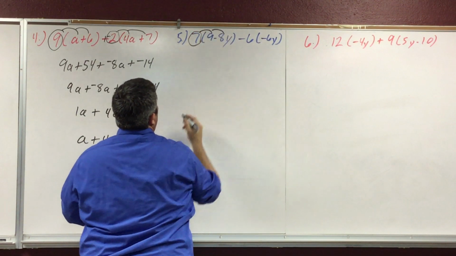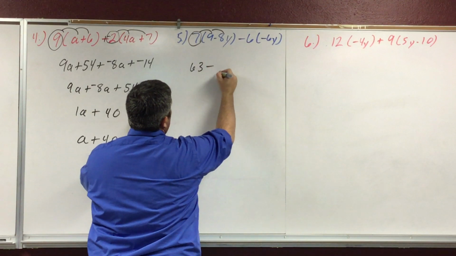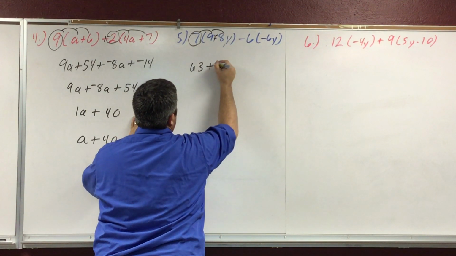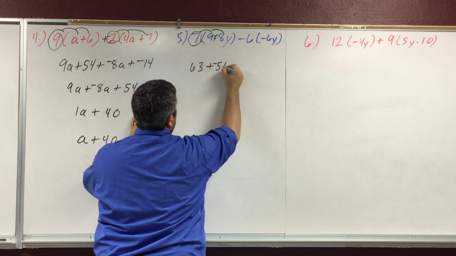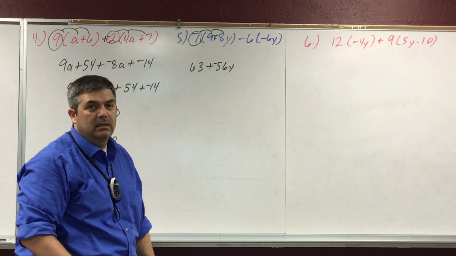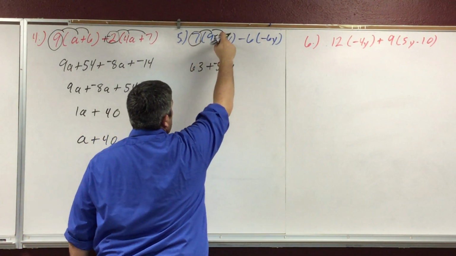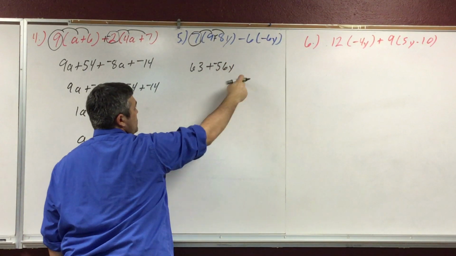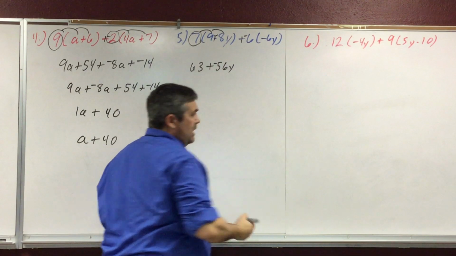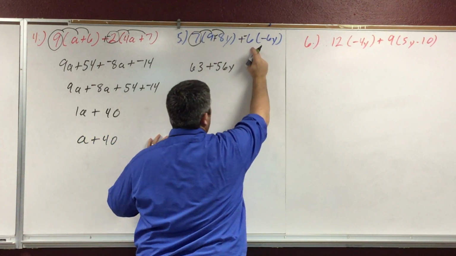Here and here. Get you 63 minus, oh, here, click. Sorry, 56y. Do that click first. Do that first to make it easier. Okay? So 7 times 9 is 63. 7 times a negative 8, negative 56y. And then right here, you're going to do this click right here, just to keep it consistent on the way that you're doing things. Okay? Do that click right there.